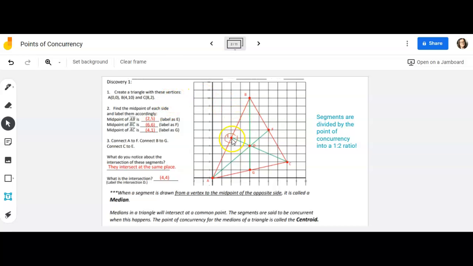So we found each ordered pair that landed in the middle. Then the next job was to draw a segment from that midpoint to the opposite corner. When you do that for all the sides, they all intersect at the same spot. So this spot is called a point of concurrency, and these segments are called concurrent segments. There's a special name for these segments when you draw all of them, and these are called medians.